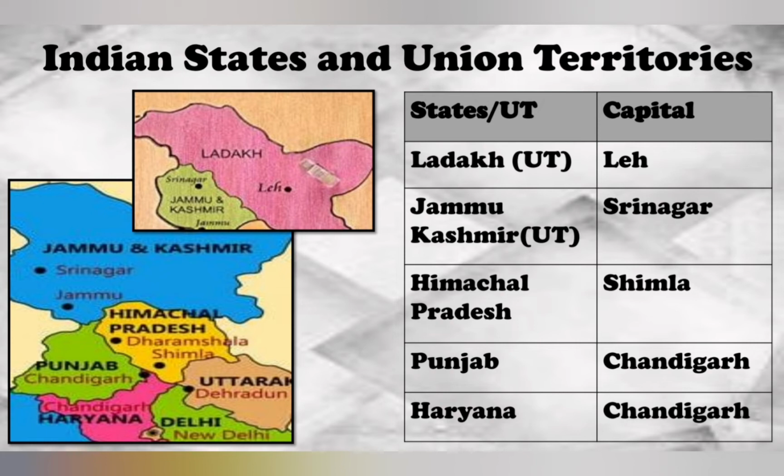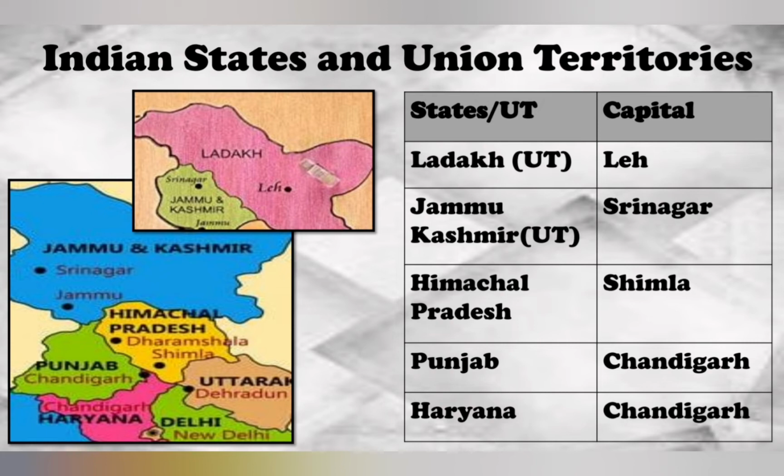We have Ladakh, which is a union territory, and its capital is Leh. Then Jammu Kashmir, which is again a union territory, and its capital is Srinagar. Next, Himachal Pradesh, its capital is Shimla. Next, Punjab, its capital is Chandigarh.